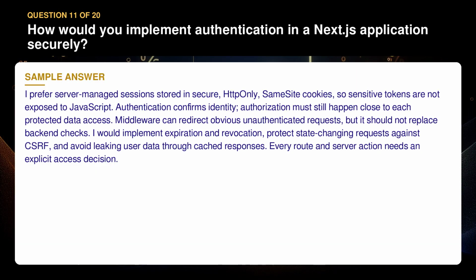I prefer server-managed sessions stored in secure, HTTP-only, same-site cookies, so sensitive tokens are not exposed to JavaScript. Authentication confirms identity. Authorization must still happen close to each protected data access. Middleware can redirect obvious unauthenticated requests, but it should not replace backend checks. I would implement expiration and revocation, protect state-changing requests against CSRF, and avoid leaking user data through cached responses. Every route and server action needs an explicit access decision.